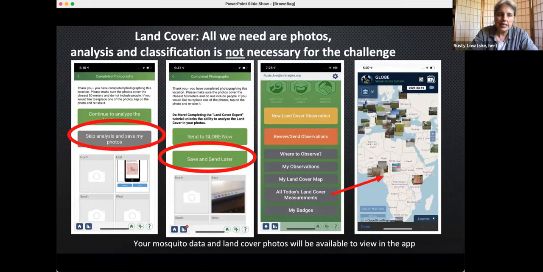And the other thing is that you could go on, and if there are some badges, there's the land cover observer, which you have to do. It takes about 3 minutes to do that little tutorial in order to take pictures. And if you want to become a land cover expert, which allows you to assign percentages to the vegetation you see, like, oh, it's 70% grass and 30% is the road, you could actually do that, but that's time consuming. And we're not asking for that for this challenge. So if you want to do it, fine. But what we really need for this challenge are the photos. And we're going to explain that in a minute. Okay, next one, please.